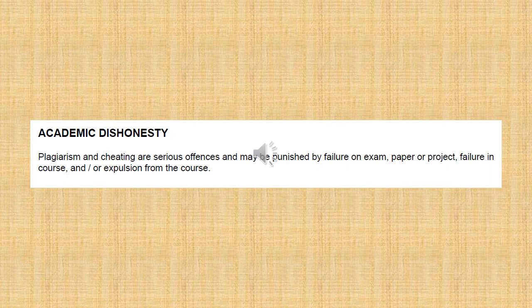Sort of touched on this. Academic dishonesty, plagiarism, and cheating are serious offenses and may be punished by failure on exam, paper, or project, failure in the course, and or expulsion from the course. There's one thing I wanted to mention about plagiarism for the last slide that I failed to mention.